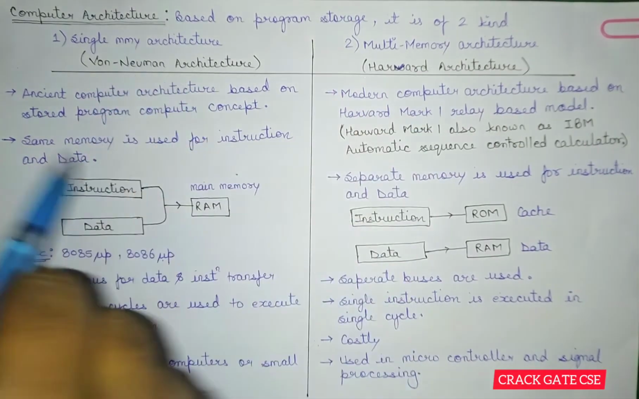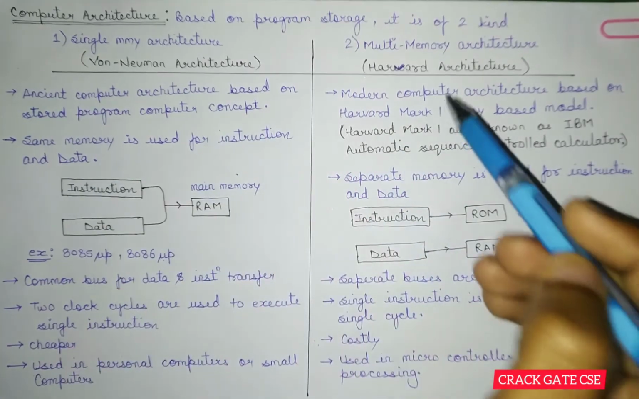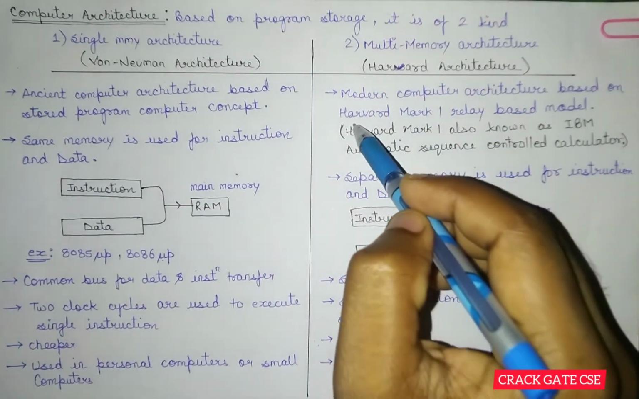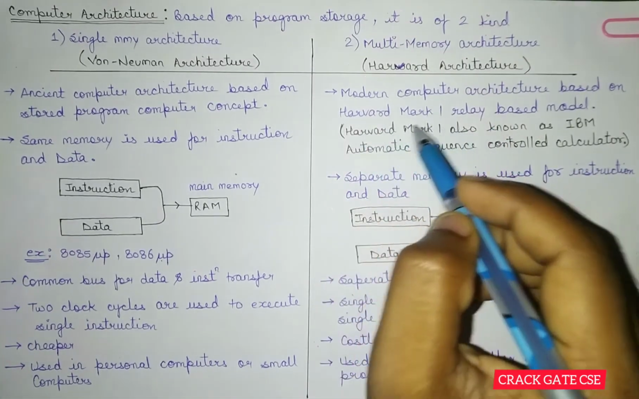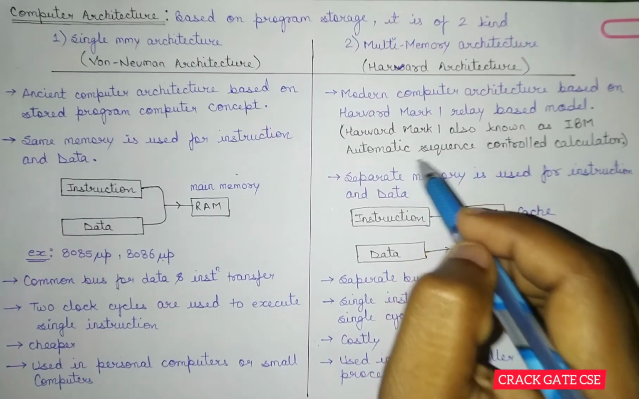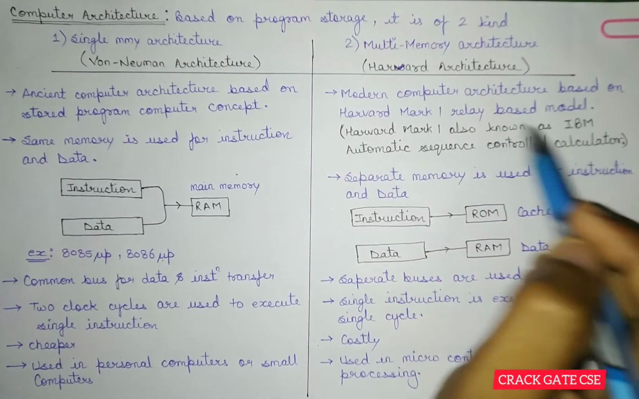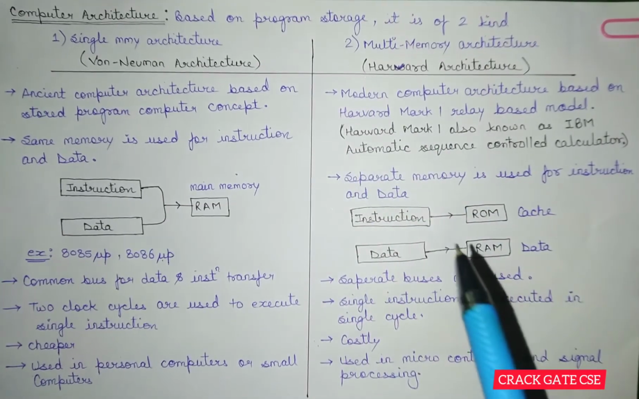This von Neumann architecture is based on the stored program computer concept, while this Harvard architecture is based on the Harvard Mark I relay based model. What is Harvard Mark I? Harvard Mark I, also known as IBM Automatic Sequence Controlled Calculator. So this is based on these kinds of relay based models, right?